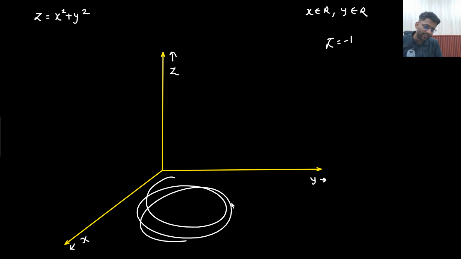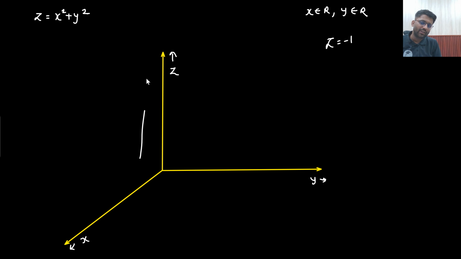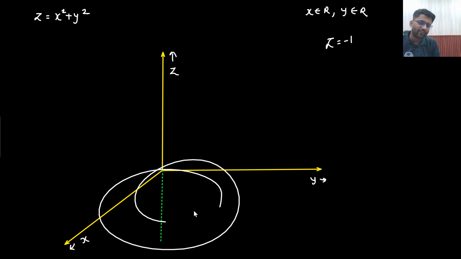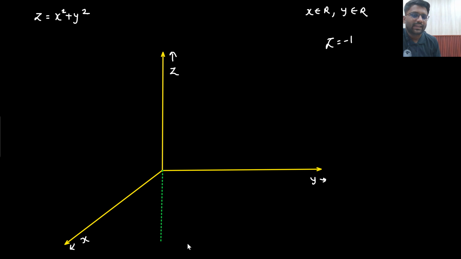That means for negative z, there will not be any graph. This is the positive value of z. Where will be the negative value of z? Negative value of z would be somewhere downward. So here there will not be any graph. Are you able to understand this point? Since x square is greater than 0 and y square is greater than 0, for sure z will be greater than 0 only. So the graph will be made in this much of portion. Is that clear too?